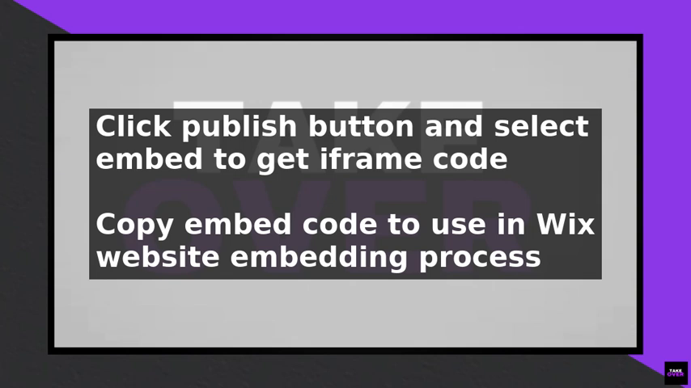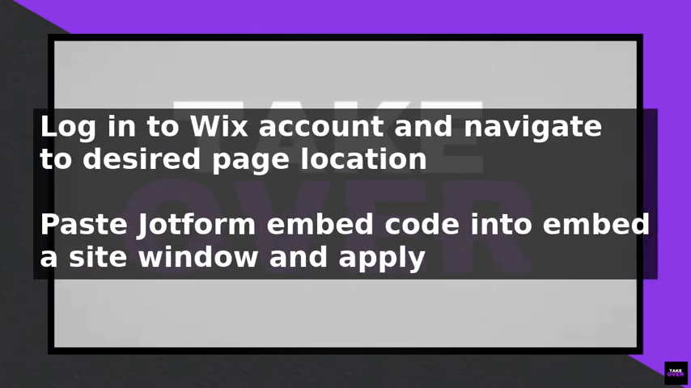Adjust the size of the form as needed by dragging the corners of the embedded form. You can also customize the appearance of the form by using the Wix settings. Make sure to click Save and publish your site to make the changes live.